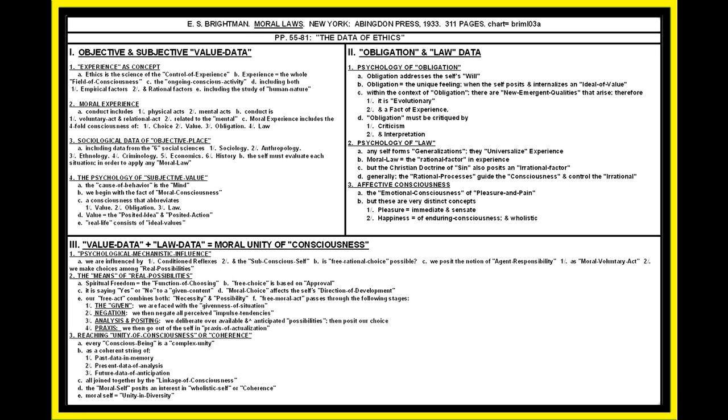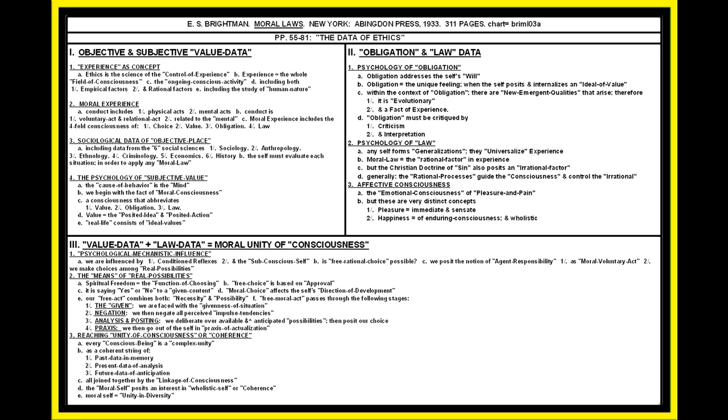Free moral act passes through the following stages. We begin with a given. We are faced with a givenness of situation. We then take up negation. We negate all perceived impulse tendencies. We negate the impulse. Then we take up analysis and positing. We deliberate over available and anticipated possibilities and posit our choice of the real ideal that is seeking to be imprinted on the sensate and raise up the sensate to a higher level of spiritual existence. And then after analyzing and positing, then we take up praxis. We go out of the self in a praxis of actualization.